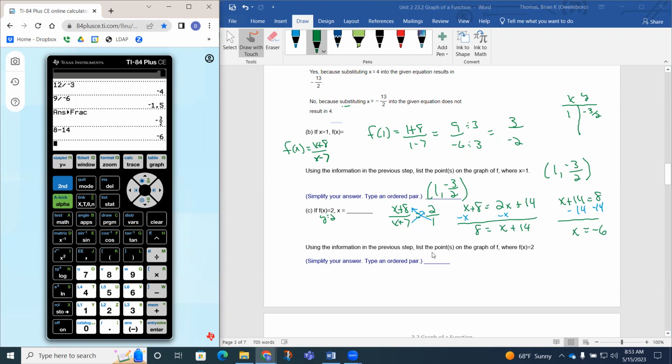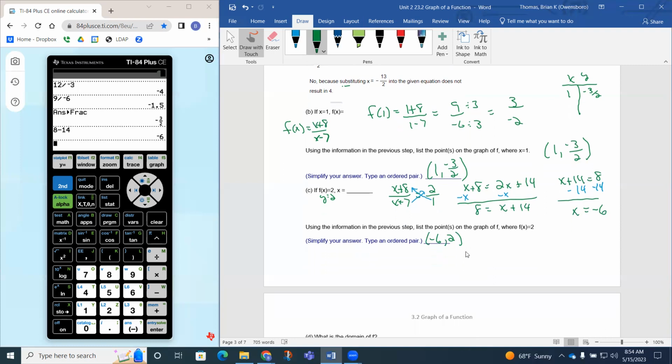So using the information in the previous step, list the ordered pairs where f(x) equals 2. So remember, the x value is going to be the -6. The y value is actually the 2. So again, the x value was the input value, which this time we didn't know. What they gave us was the result, and we had to work backwards, solving the equation to find the input value. So -6, 2 would be the ordered pair.